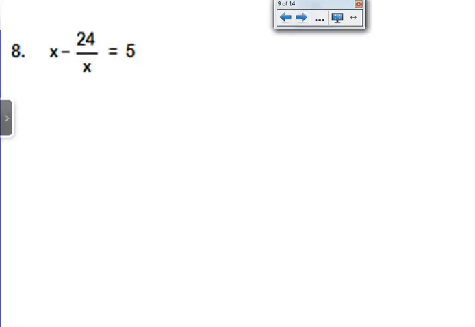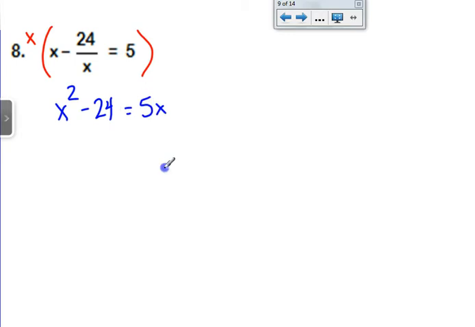In the next example, big parentheses around the whole thing. We're going to multiply everybody by an x, leaving us with nothing cancels in the first, so x squared minus 24, because the x's cancel, equals a 5x. And this doesn't look too bad, but it is a quadratic, so you need to set it equal to 0. And then factor and solve.